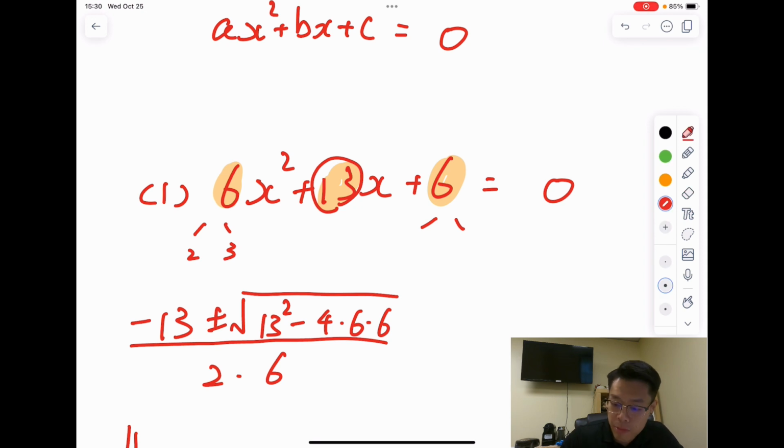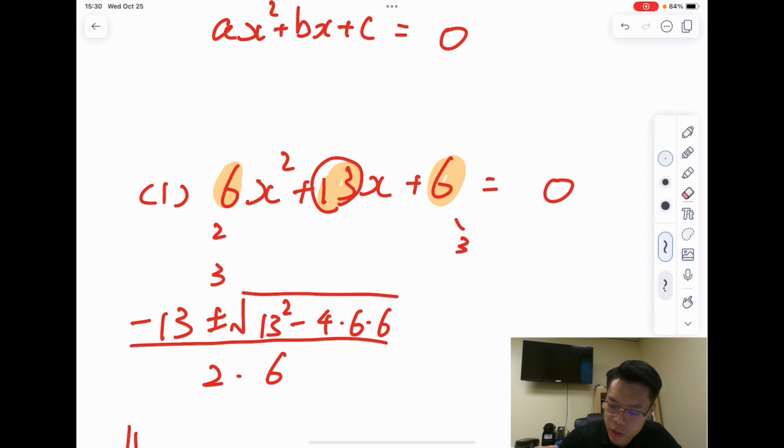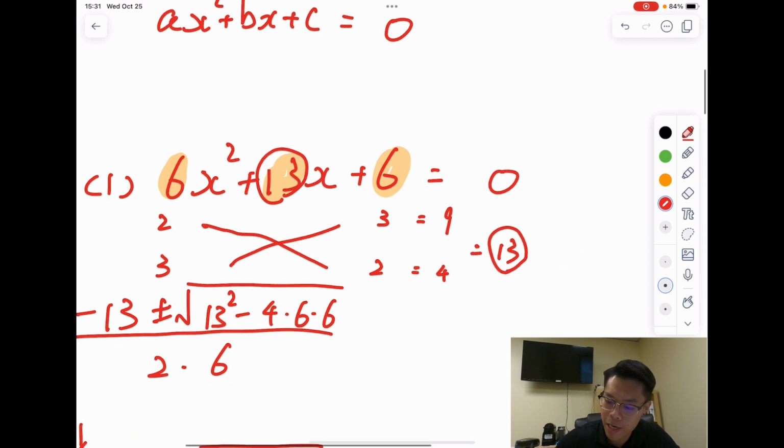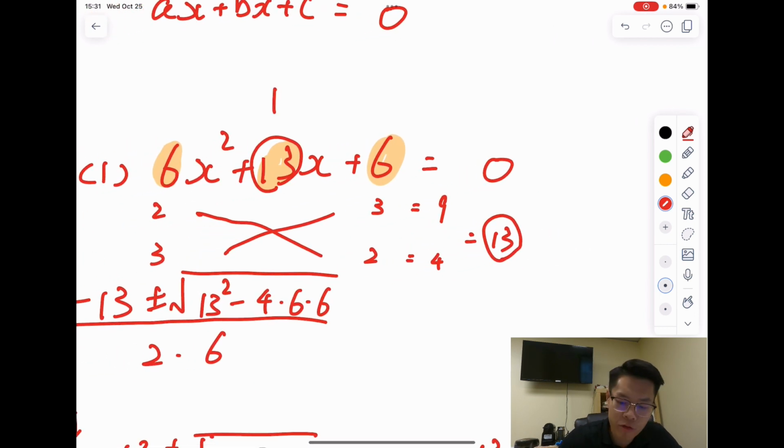I'm going to go with 2, 3 to start with, and then 2, 3 over here to start with. Let's see, 2 times 3 is 6, and 3 times 2 is 6 again. 6 plus 6 is 12. It's not equal to 13, so this combination doesn't work. So let's try another combination. Let's try 2 and 3 first, but then 3 and 2. In this case, 3 times 3 is 9, and 2 times 2 is 4. So 9 plus 4 is equal to 13. All right, I got my 13 for my coefficient b.